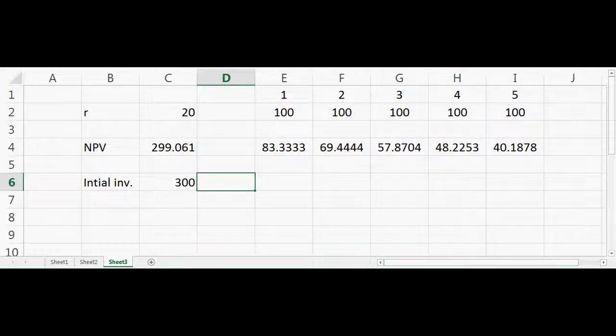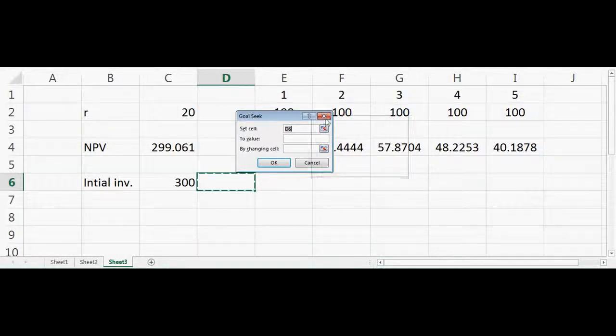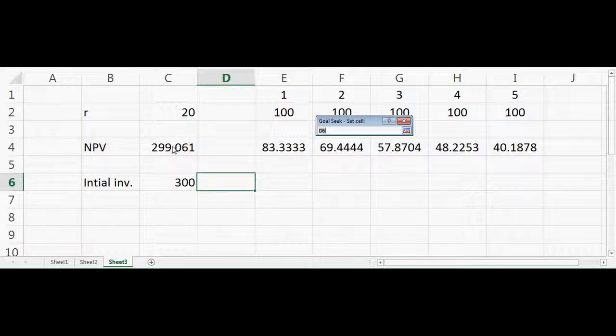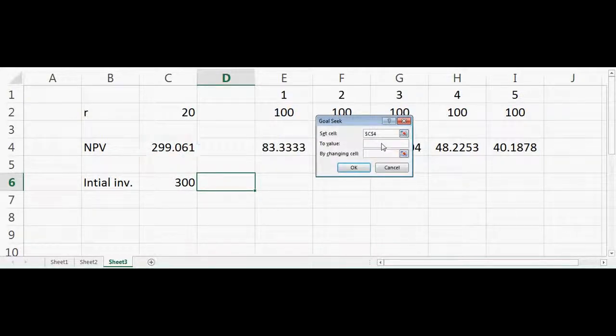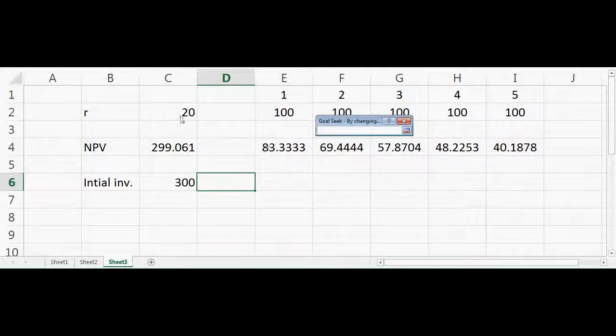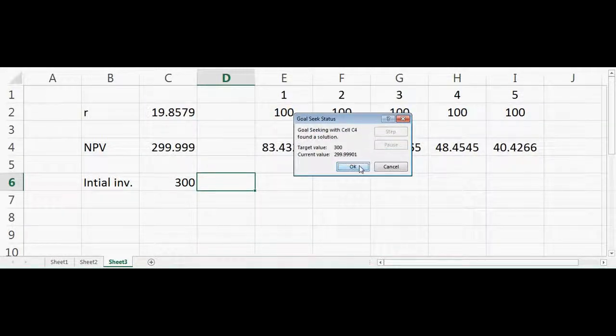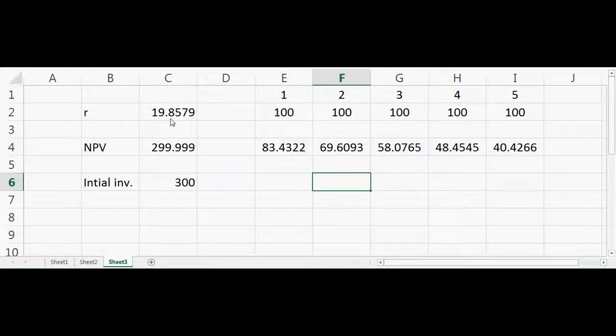When I do that, I'll get something called goal seek in the data tab. When I click goal seek, it will ask me to set cell. So I'll set cell net present value, to value 300 because 300 is my initial investment, by changing cell R, and then I can say okay, and it will give me the value 19.85779. So 19.8575 is our internal rate of return.